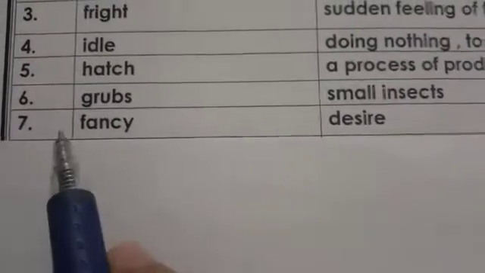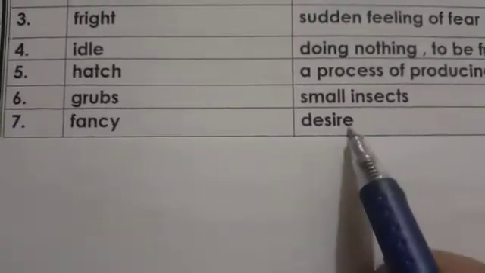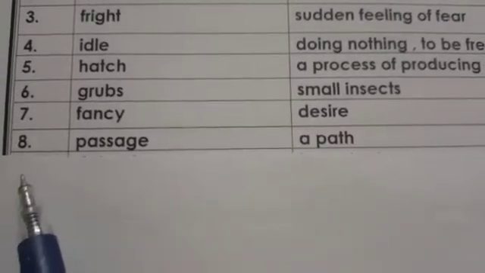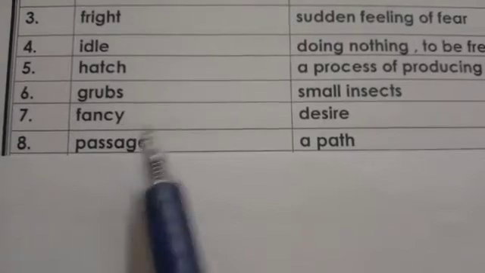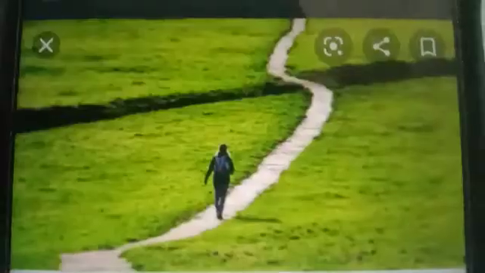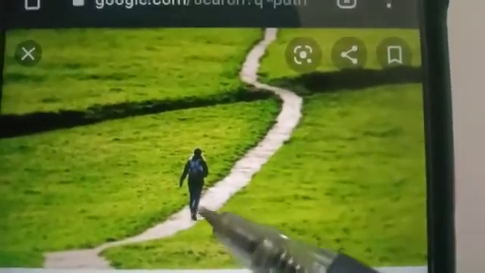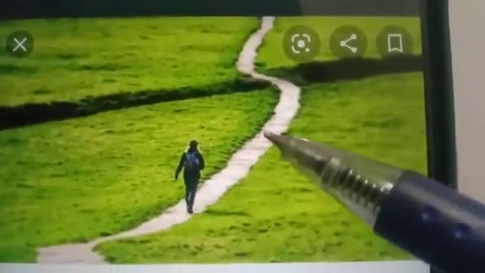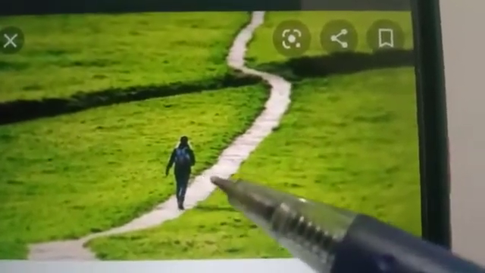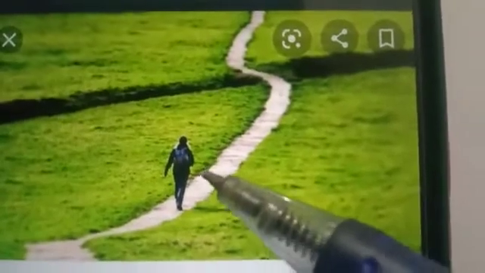Then you have to write your seventh word, that is fancy. Fancy is a desire or a wish of any person. Okay, then you will write your eighth word, that is passage. Passage is a path, that is a narrow kind of path. Look here, it's a passage. Okay, it's a narrow path for walking or for doing anything. Okay, so it's a passage or path.